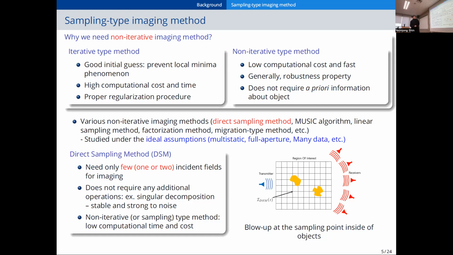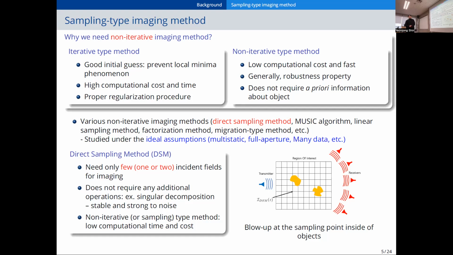This scenario shows how the iterative and non-iterative imaging methods detect the object. Let's think about the receivers, and there are some transmitters. Then we can grid the region of interest. For each sampling point, we calculate some indicator function. Then this indicator function blows up at the sampling point if this point is located inside of the object. So that's why we can detect the object from this indicator function.